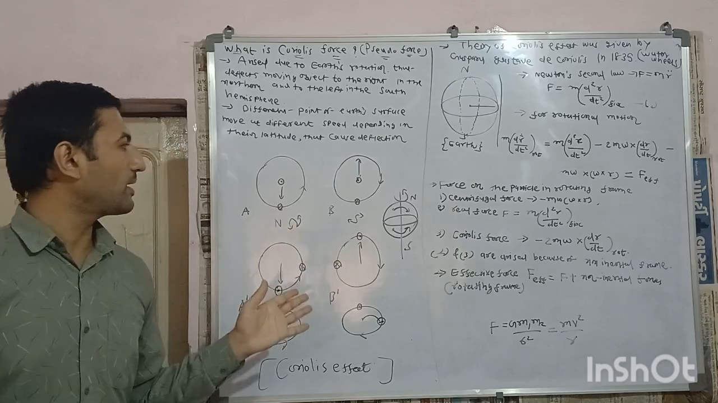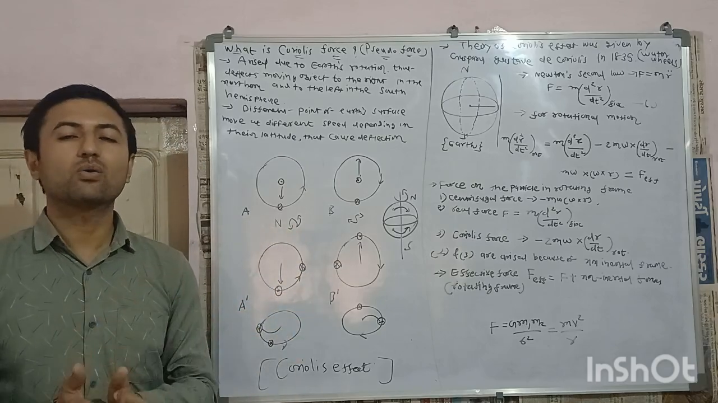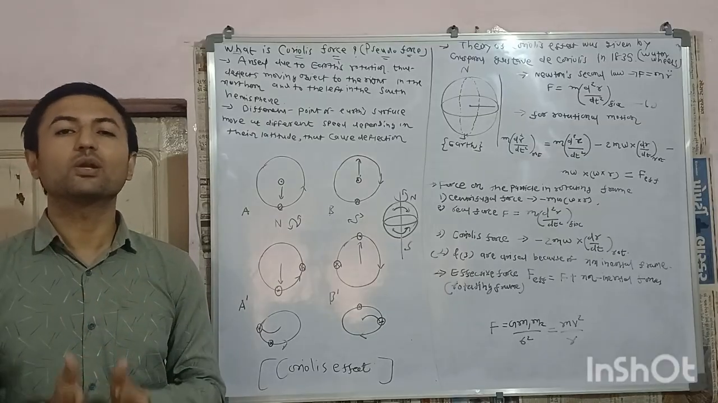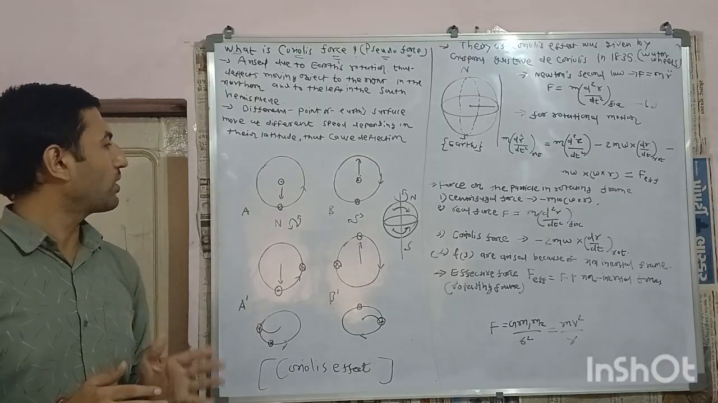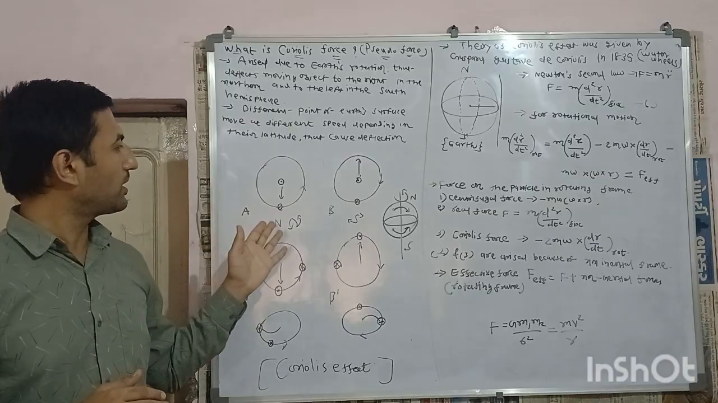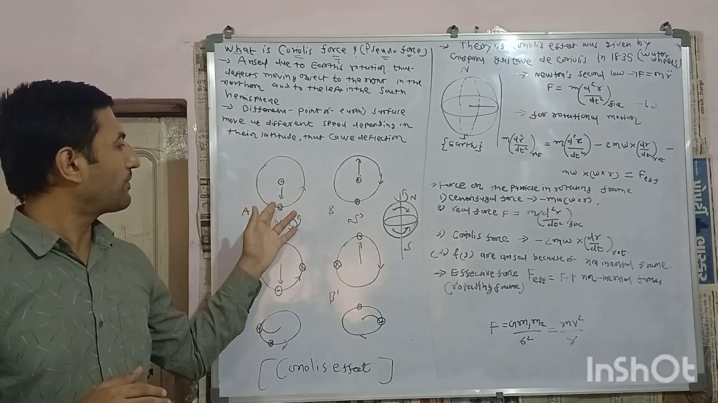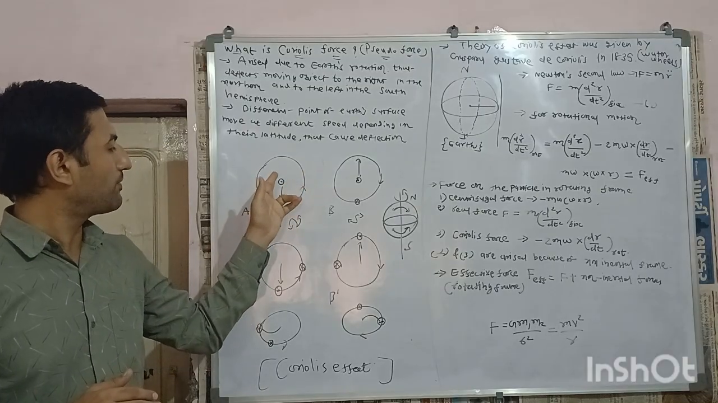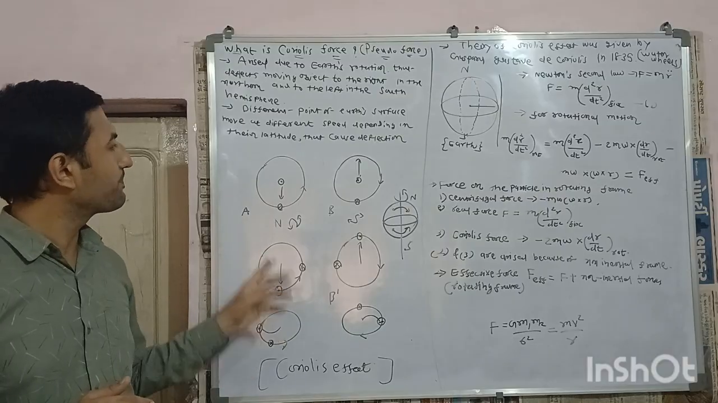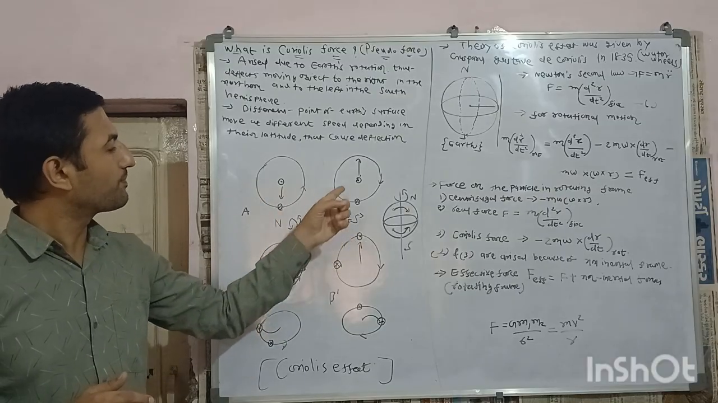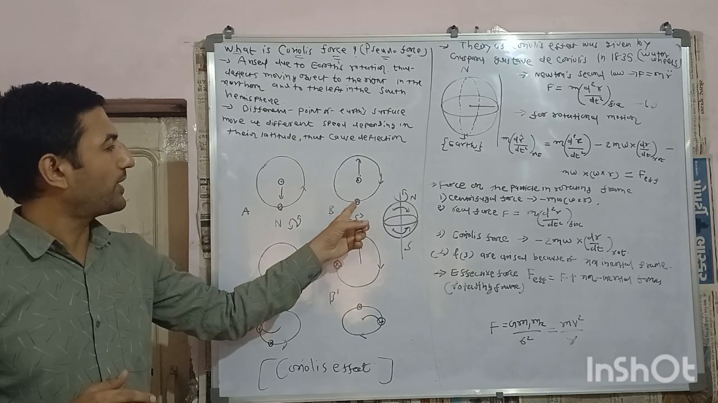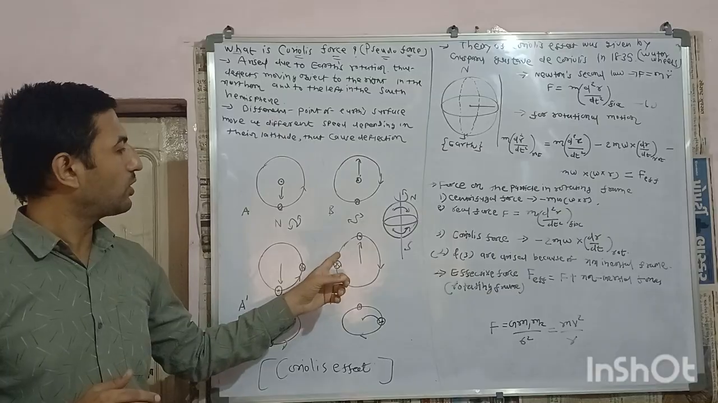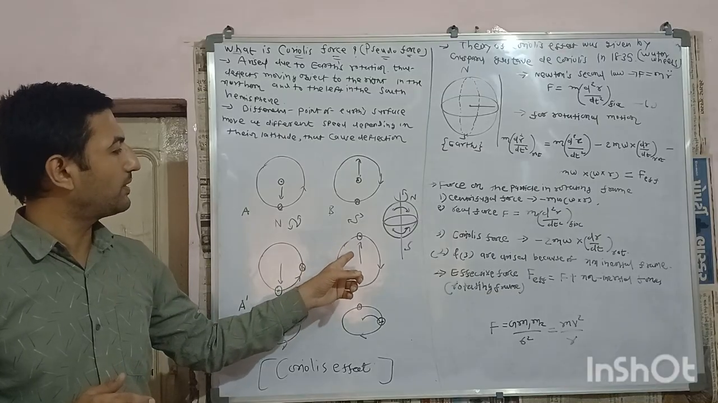In this schematic diagram, I have shown how objects are deflected because of rotational motion of Earth in a non-inertial frame of reference. For instance, in the northern hemisphere, if we consider the frame of reference here, because of anti-clockwise motion, the object will be deflected toward the right direction. If we consider the southern hemisphere and if we consider this point as the frame of reference, because of clockwise motion, the object will be dragged or deflected in the left direction.